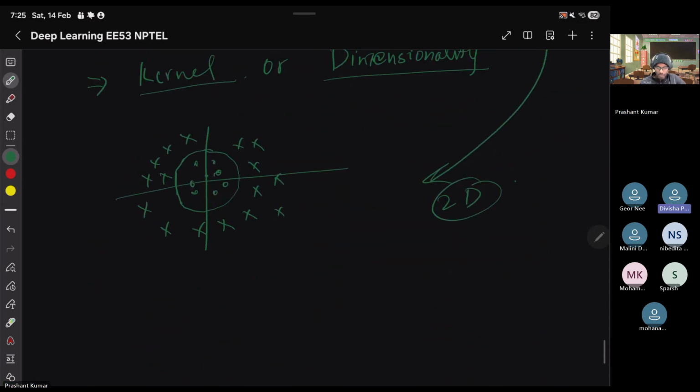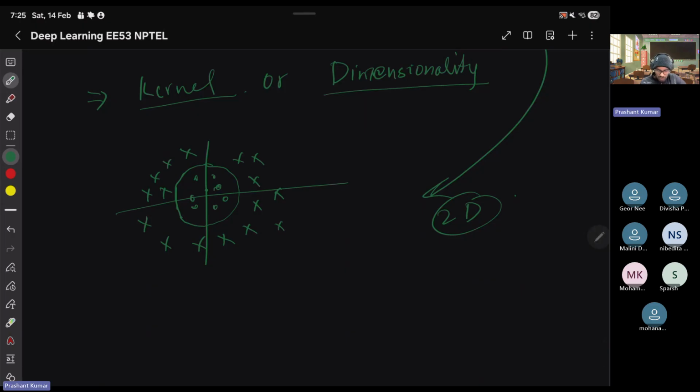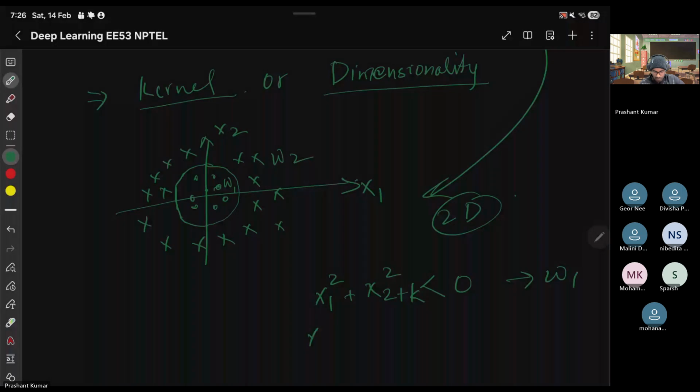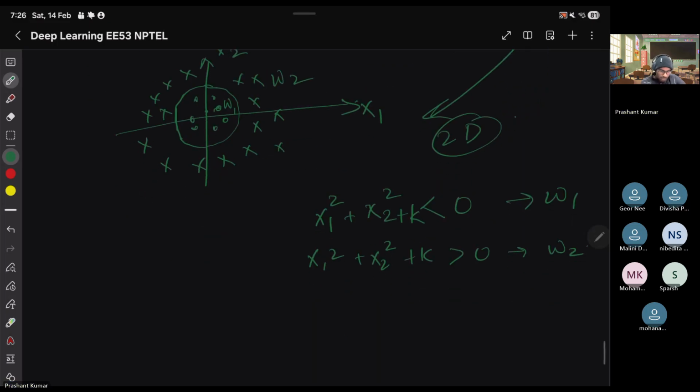In this case, you have x1 and x2, and you know that for the classification, you need a circle. So if I had the relation x1 square plus x2 square plus some k less than 0, then I would get this class W1. Otherwise, I will get W2.